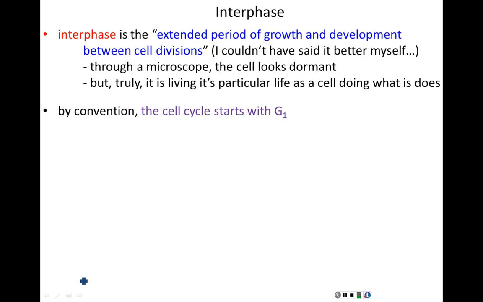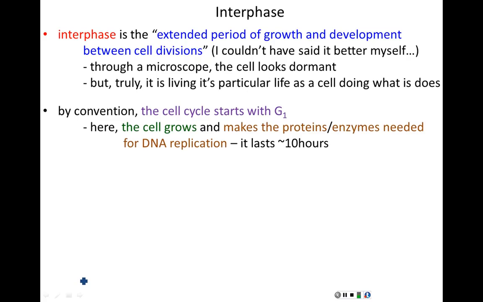Again, by convention, the cell cycle starts with G1. Here the cell is growing, it's making the proteins and enzymes that it needs for DNA replication. G1 lasts about 10 hours. Bacterial cells do the whole cell division, the whole thing, in about 20 minutes, and G1 alone takes 10 hours.